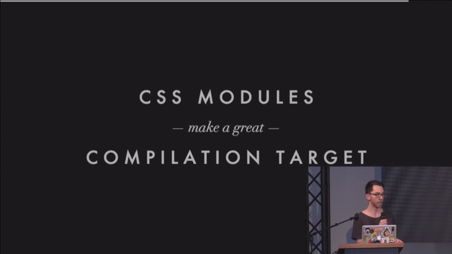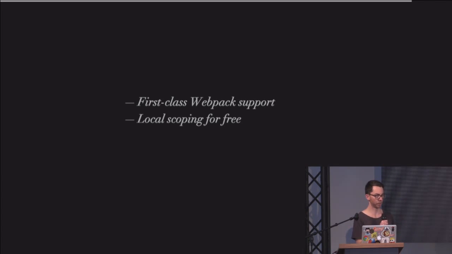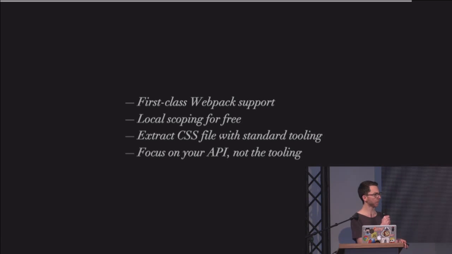Now, the point I want to make today to try and inspire hopefully a few of you is that CSS modules, I think, make a great compilation target. Why is that? If you compile something into a CSS module, what you get is first-class Webpack support. You can just plug into all the other tools out there, which means you get local scoping for free. Your CSS in JavaScript solution doesn't have to worry about this problem at all. It's a solved problem. You can extract a CSS file with standard tooling. Again, this is something that we're already doing in Webpack. We don't have to reinvent the wheel. And more importantly, I think for people working on these new projects, especially those of us who don't have a whole lot of free time to do this stuff, really what you want to do is focus on the API, not the tooling.